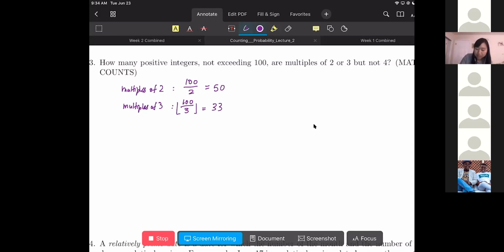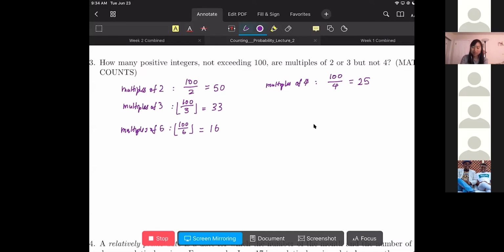And then you said we need to subtract out multiples of 4. That's right. Here, there's 100 divided by 4, which is 25. And then you also said we needed to count multiples of 6, which is, if we round that down, 16. So let's see how we combine this. In order to count, let's first ignore this part that says, but not 4.